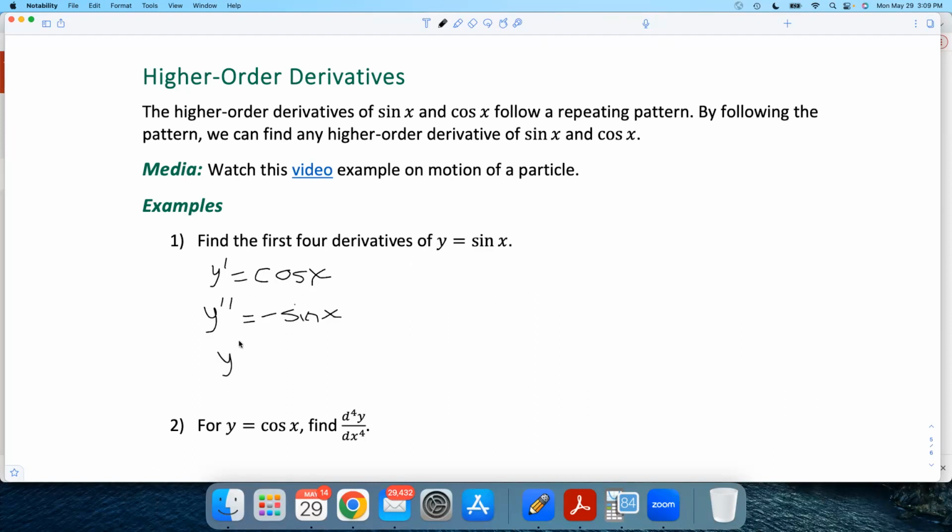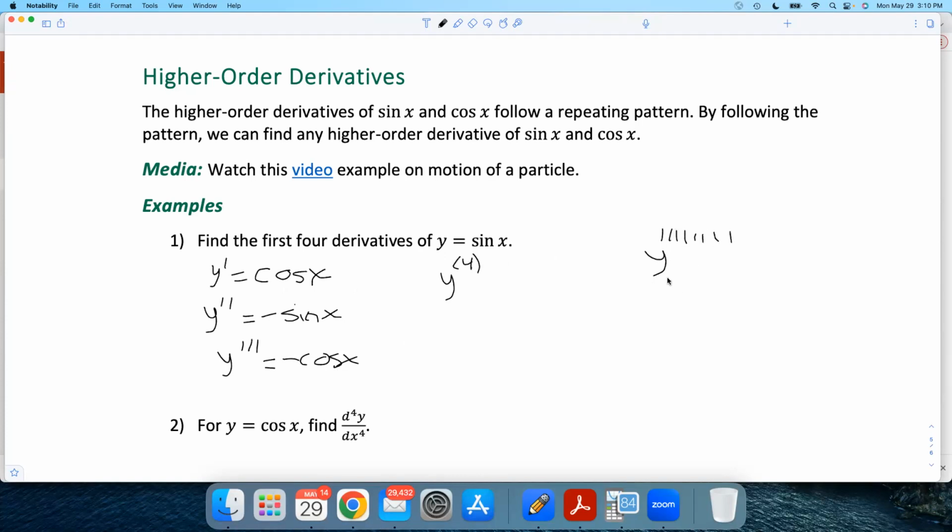The third derivative of negative sine, this negative will come along for the ride, times the derivative of sine, that's negative cosine. And then the fourth derivative. So that's how, once we get past triple prime, we don't write, like if I wanted the seventh derivative, I'm not going to write out 7 little slash marks.